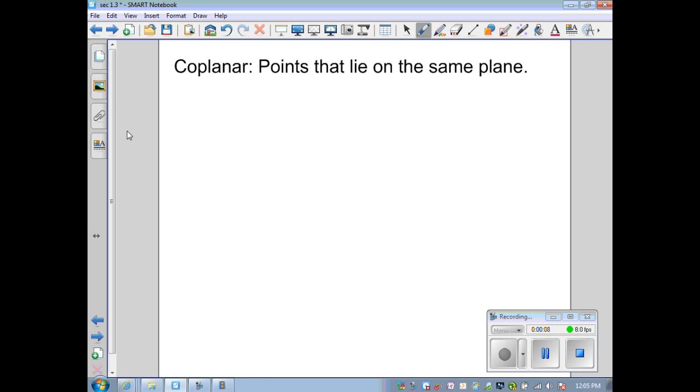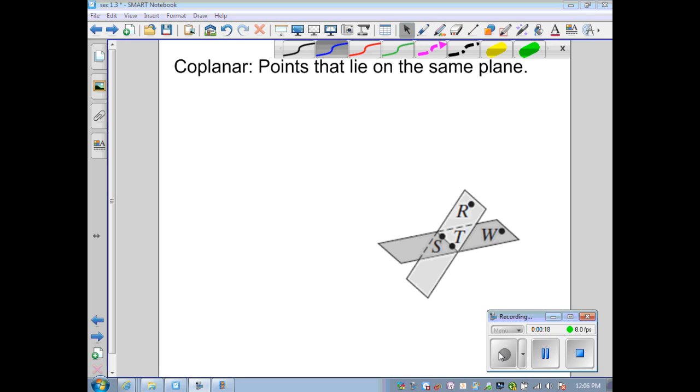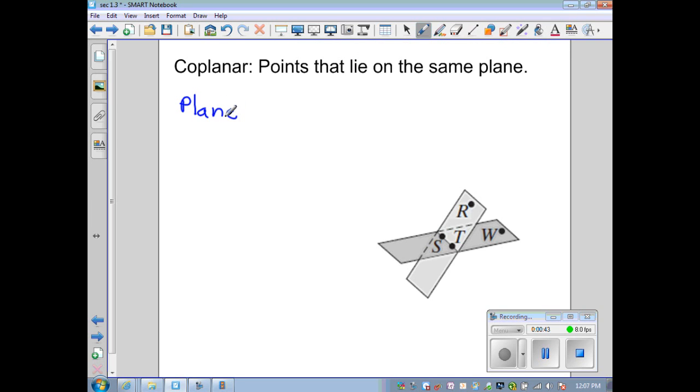The next term we'd like to look at is coplanar. Coplanar points are points that lie on the same plane. Let's take a look at an example. In this diagram, I'm given 2 planes. One is highlighted a little darker shade than the other. Remember, we can label these planes by their points. So the darker shaded plane has 3 points in it. Therefore, we could name this plane STW. The other one, RTS.